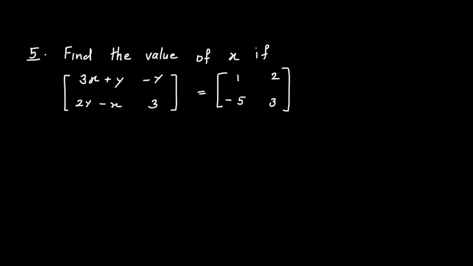Hello class. Now let us see this fifth question. Find the value of x if the matrix 3x plus y, minus y, 2y minus x, 3 is equal to the matrix 1, 2, minus 5, 3. So again we know that these two matrices are equal. So we say that by equality of matrices.